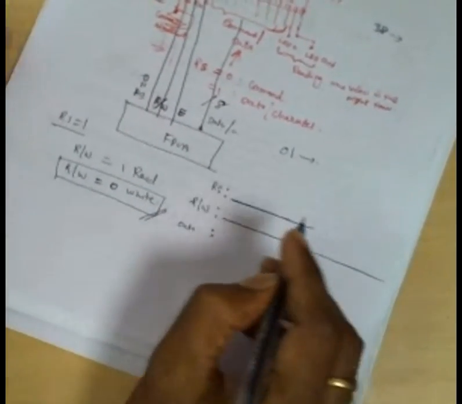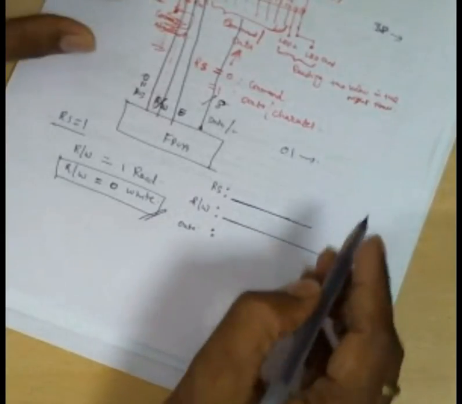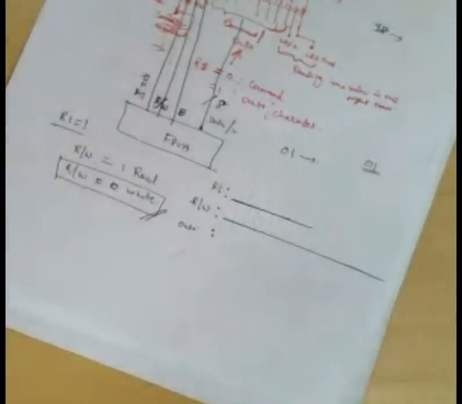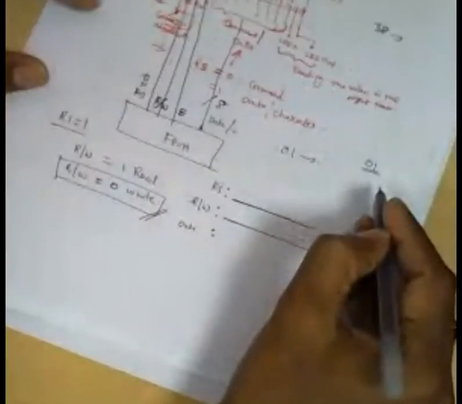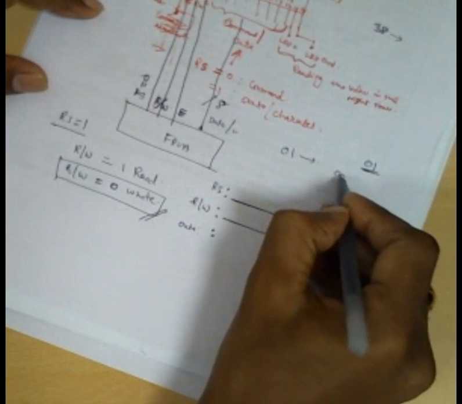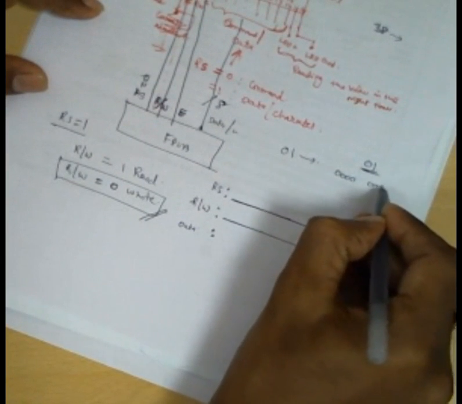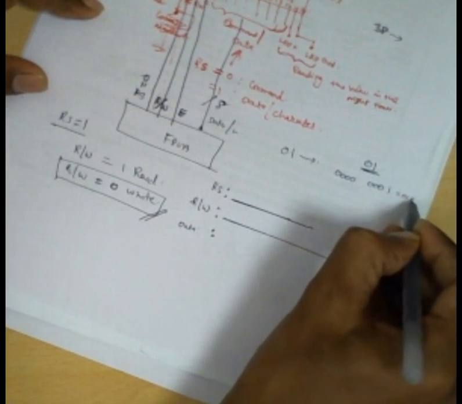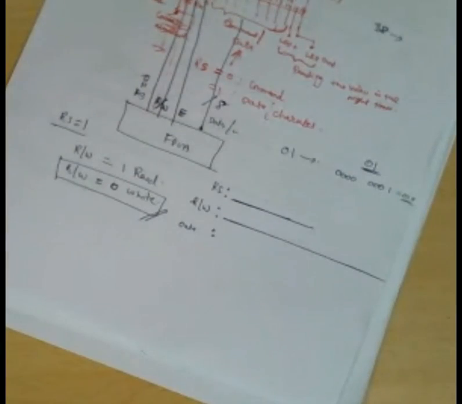Suppose I want to send 01. So I want to send 01, which is a binary representation. So 0, 0, 0, 0, 0, 0, 0, 1 is nothing but my 01H. Now I want to clear the screen. That is my intention.